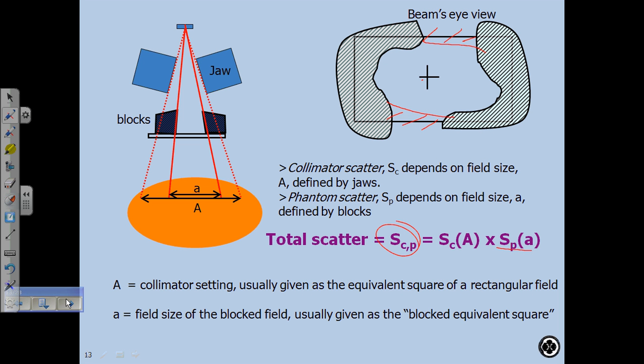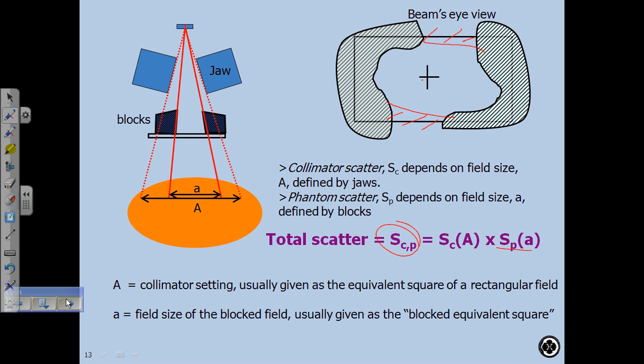Again, S of C depends on field size. A, capital A, is the field size defined by the jaws. Okay. And then little a is the field size defined by the actual field that's hitting the patient, the field aperture. Okay, defined by the block, by cerebral blocks, or by MLCs. So we have two field sizes now. And it's important to know that S of C depends on A, and S of P depends on little a. Okay, so make sure you get those straight.